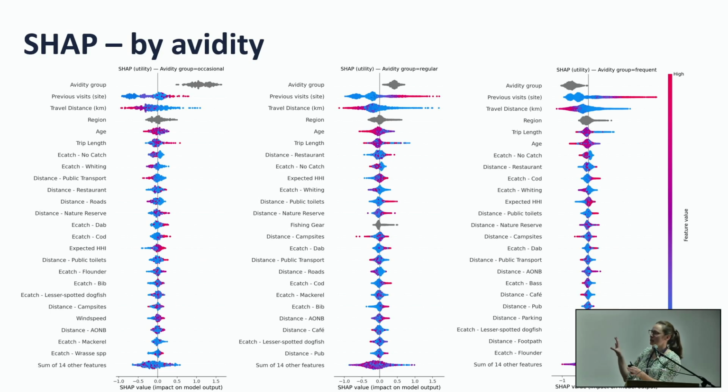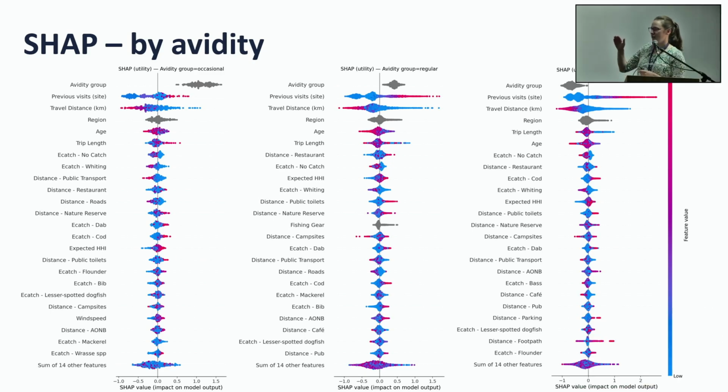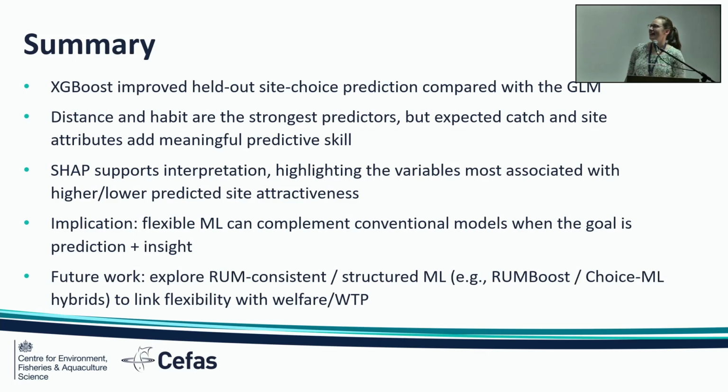And then you can also split it by different avidity groups, and overall the top three was still the same, so avidity, previous sites, and travel distance and region, and then it changes the different species that were important to different groups of anglers, and different amenities that were important to different groups of anglers. I think I'm running out of time, so I won't explain that too much.